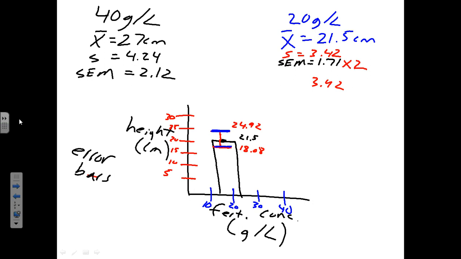All right, so do the same with the other one. So for our 40 group, we'll go over to 40. Our mean's 27. So let's go up to 27. Go ahead and mark this as 27. And then the standard error of the mean for this one was 2.12, which means we need to go up 4.24, right? So we're going to go up from here, 4.24. So we're going to go up to 31.24. And then we're going to go down 4.24. So we're going to go down to 22.76.